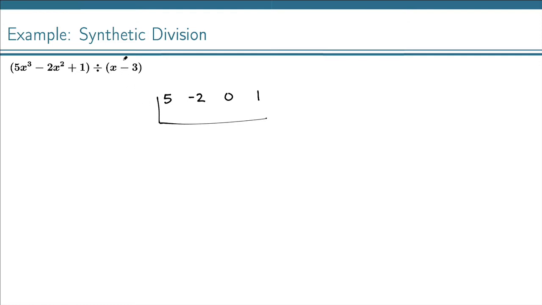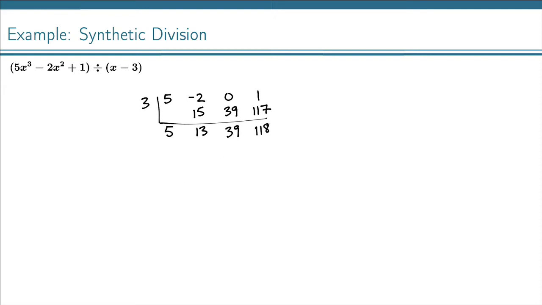On the outside, we put the 0 of the divisor, which in this case is 3. And then we go through our synthetic division. We bring the 5 down and multiply that by 3. 5 times 3 is 15. Then we add these. Negative 2 plus 15 is 13. And then we multiply. 13 times 3 is 39. And then we add. 0 plus 39 is 39. And then we multiply. 39 times 3, which is 117. And then we add. 1 plus 117 is 118.